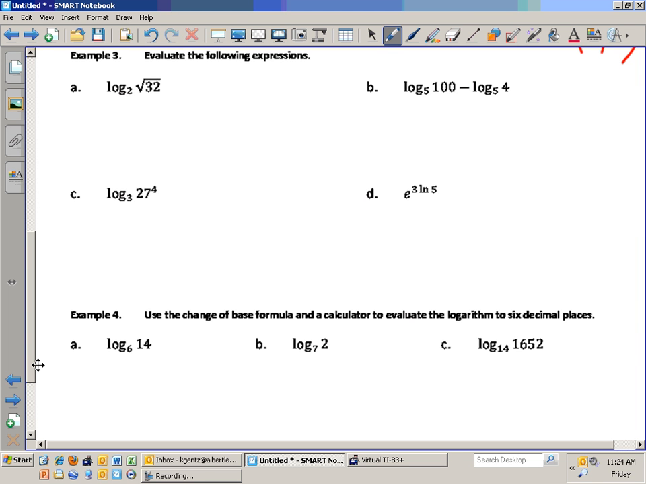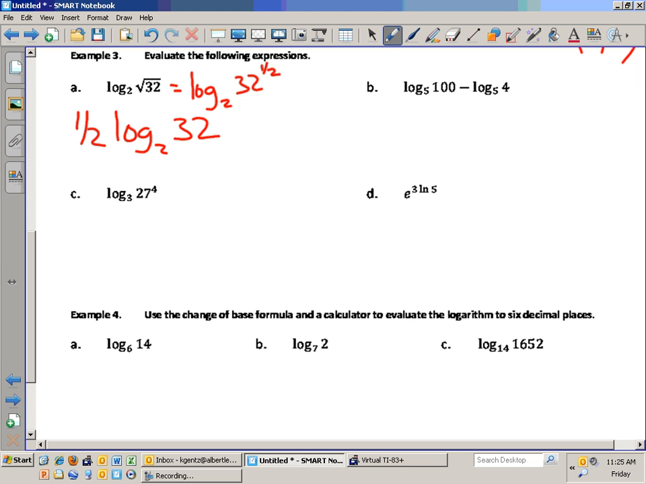That looks difficult, but how would I rewrite the square root of 32? What can I do with that 1/2? Put it out front. So 1/2 log base 2 of 32. What does log base 2 of 32 mean? Translate that. 2 to some power is 32. That's what this means. 2 to what power is 32?